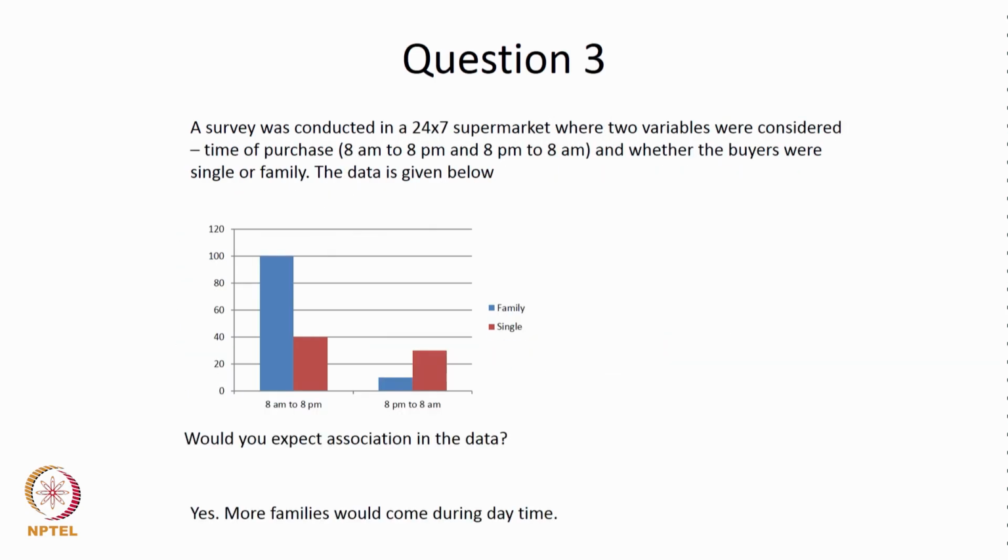A survey was conducted in a supermarket where 2 variables were considered. Let us assume it is a 24/7 supermarket. So, 8 AM to 8 PM purchase and 8 PM to 8 AM purchase, and 2 types of customers, family and single. Would you expect association in the data? Yes, we expect association in the data, and we would expect that more families would come during 8 AM to 8 PM, and perhaps more single people would come during 8 PM to 8 AM.